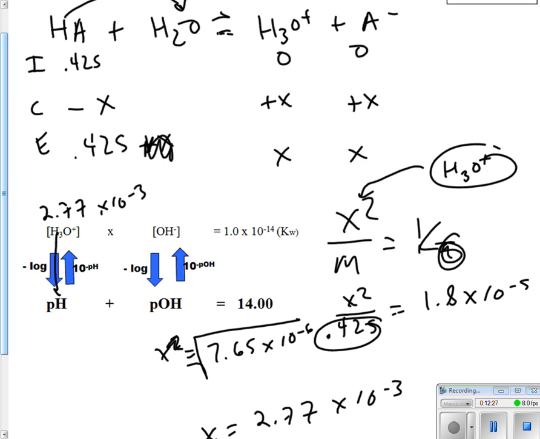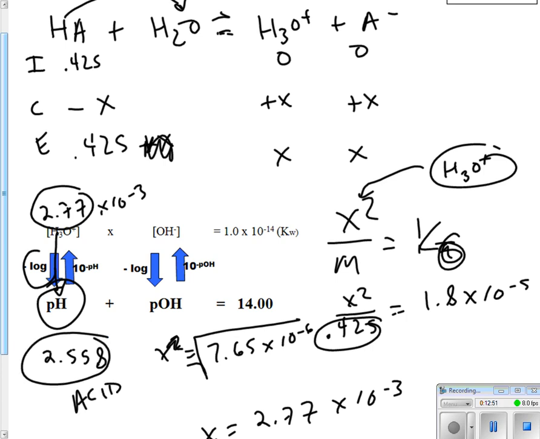So I'm going to go 2.77 E negative 3, log, sign change. 3 sig figs going in means 3 decimal places, so I'm going to end up with 2.558. That is an acid. I knew that already because of the Ka, but the pH value 2.558 is your final pH value.